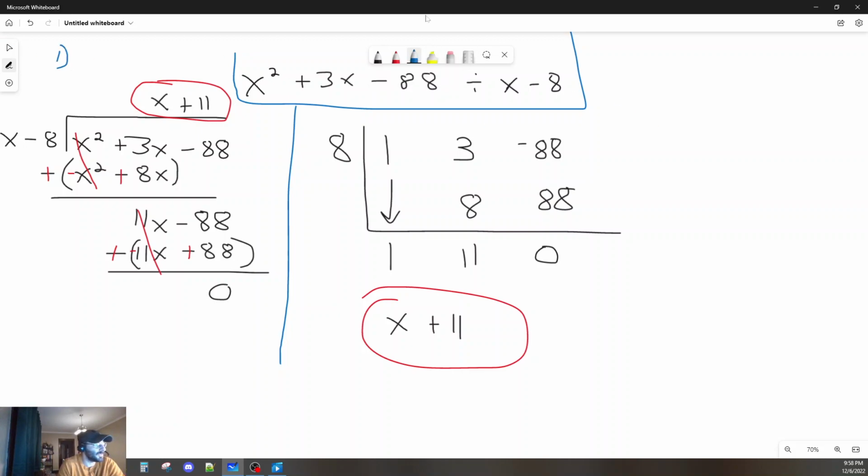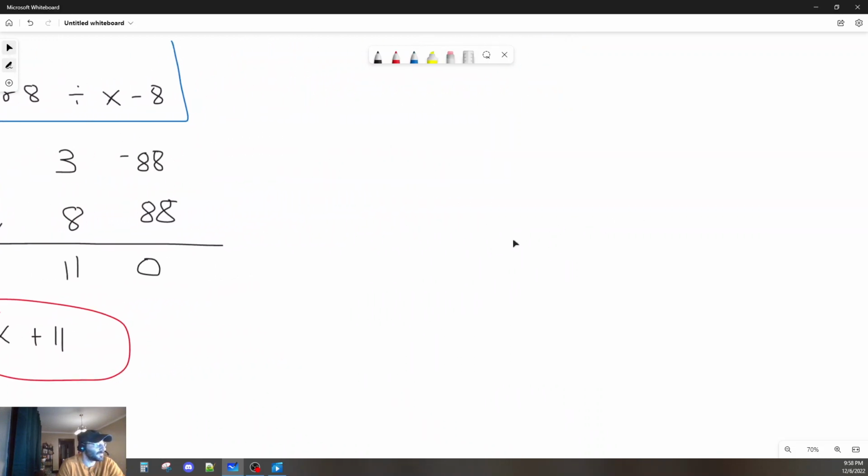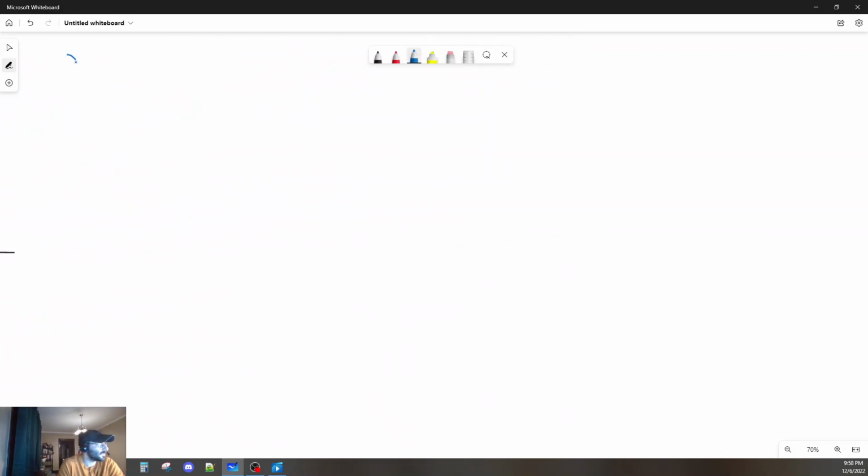Okay, let's do number 2. Try to go a little faster. So the problem for number 2, let me pull up the problems, is 7x squared plus 41x minus 56, divided by x plus 7.